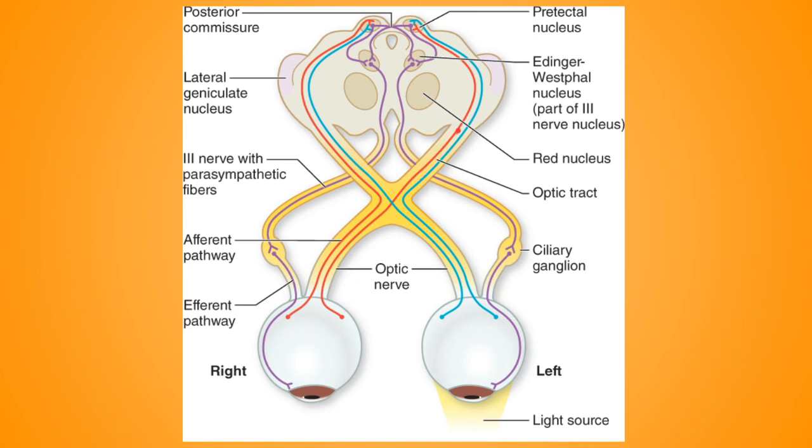It receives afferent fibers from the lateral root of the optic tract. As you can see, this is the optic tract. And this pretectal nucleus gives efferent fibers to the Edinger-Westphal nucleus of the same as well as the opposite side. The pretectal nucleus is an important part of the pathway for the pupillary light reflex and the consensual light reflex. Its lesion causes the Argyll-Robertson pupil, in which the light reflex is lost but the accommodation reflex remains intact.